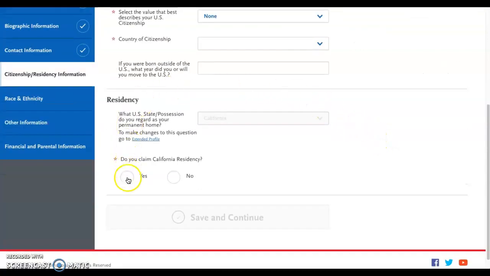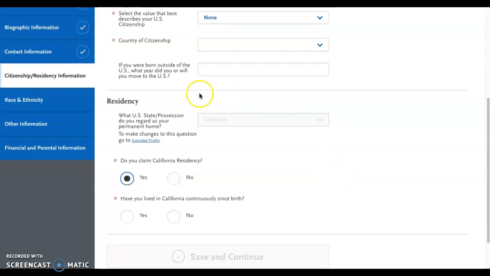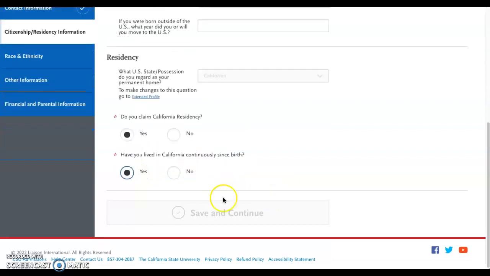Additionally, you want to indicate whether or not you claim California residency, and this is regardless of your citizenship status, and whether or not you have lived in California continuously since birth. If you have not, you will put no and when your present stay began.